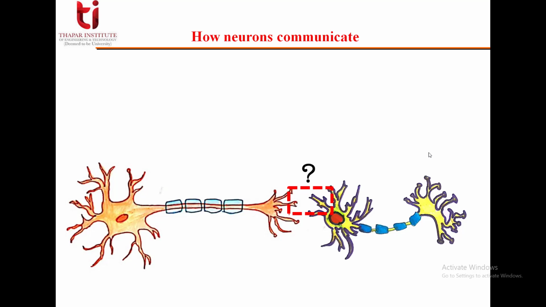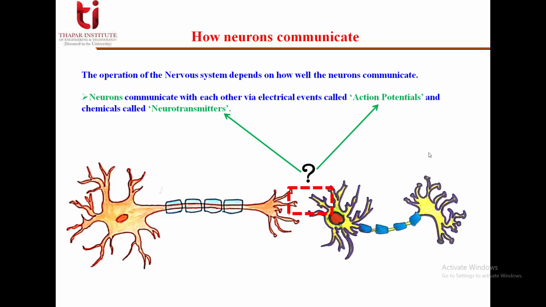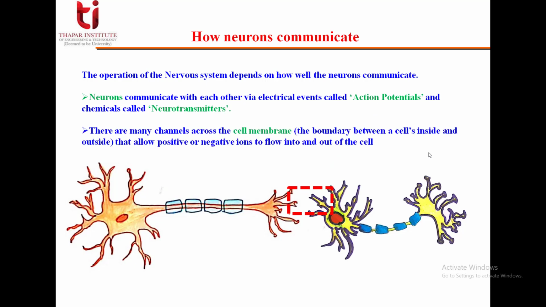As you can see in this diagram, it is showing two different neurons. So we can say the operation of the nervous system mainly depends on how well the neurons communicate. Neurons communicate via electrical events known as action potentials and also chemicals which are neurotransmitters.